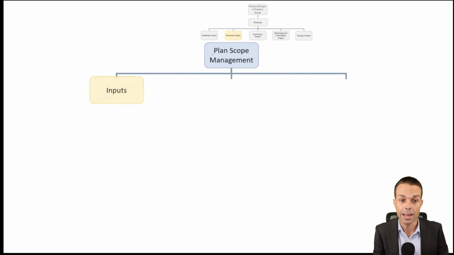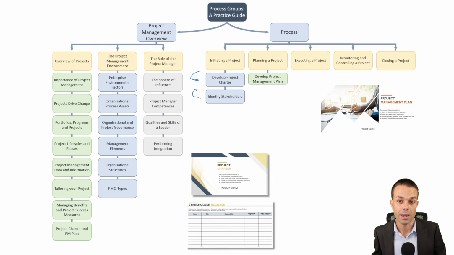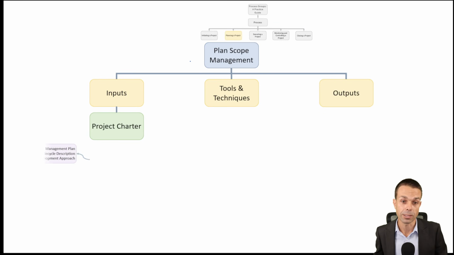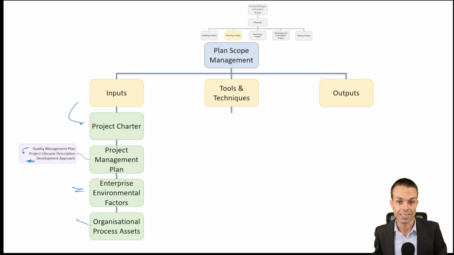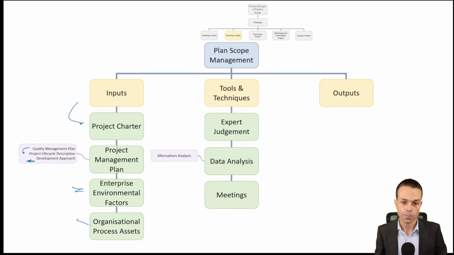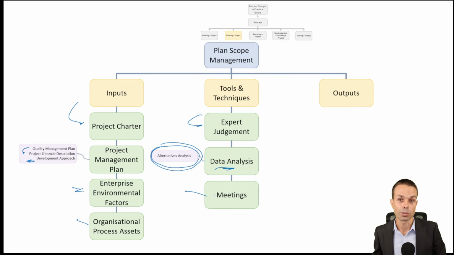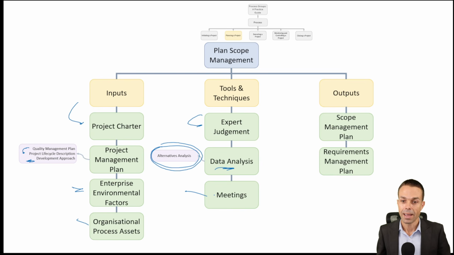Now, as we move through planning, we've got planning scope management. What we need for planning scope management is the project charter, the high-level scope in there, and the project management plan, and of course our environment and OPAs, our process assets for managing scope. Expert judgment as always, data analysis, and then of course meetings to tie all that together. And the outputs are our scope management plan, which is the process for how we're managing scope.